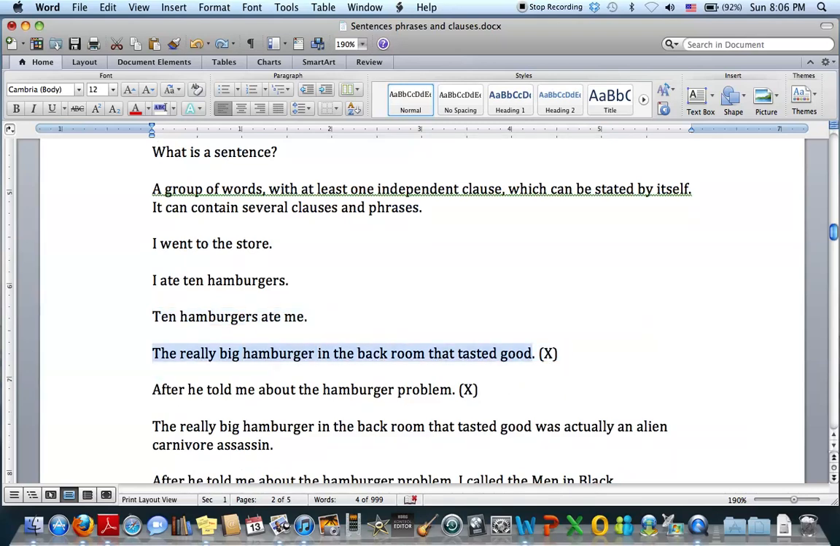The really big hamburger in the back room that tasted good. Not a sentence. Sorry. This doesn't work. This is actually just one noun phrase with an adjective clause inside it. There's nothing independent here. If we take a look at this, basically we've got the really big hamburger, okay, in the back room, so this is telling me where the hamburger is. That tasted good. And again, this right here is an adjective clause that's modifying this hamburger right over here. I don't actually have a finite verb on its own right now.